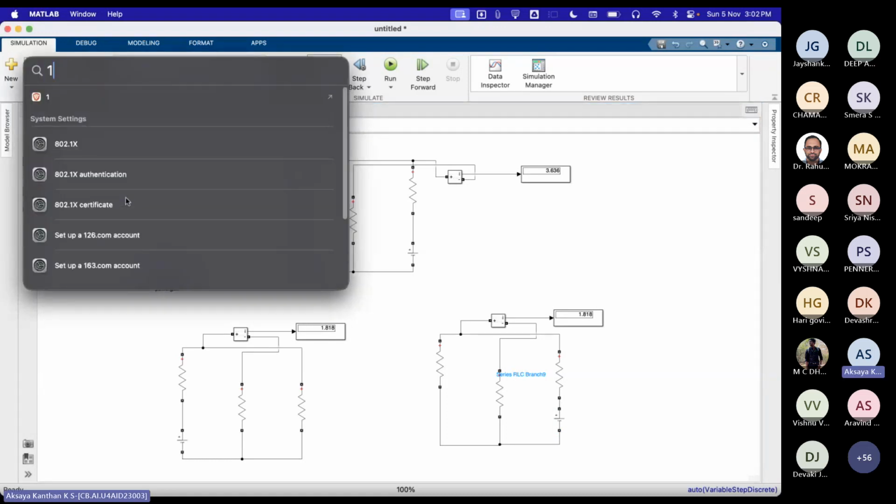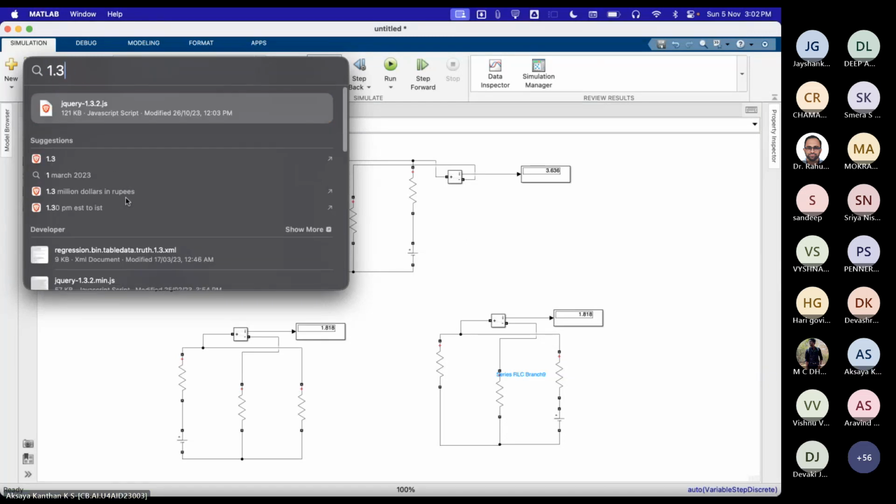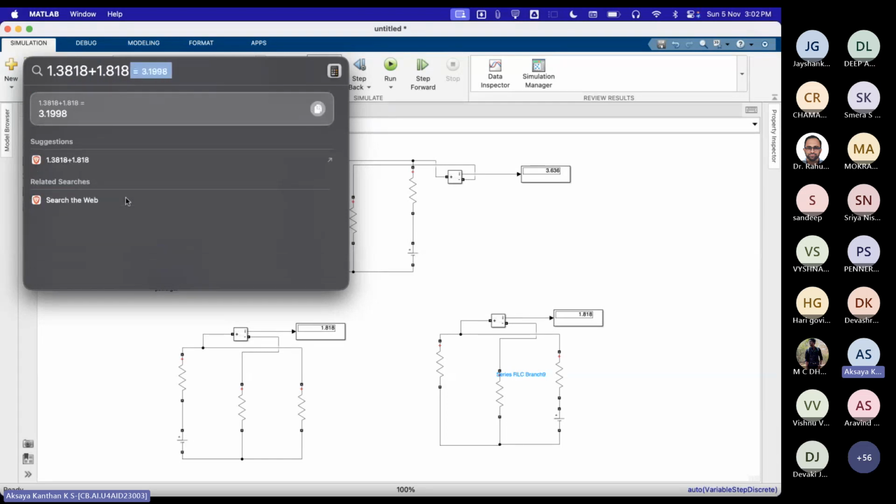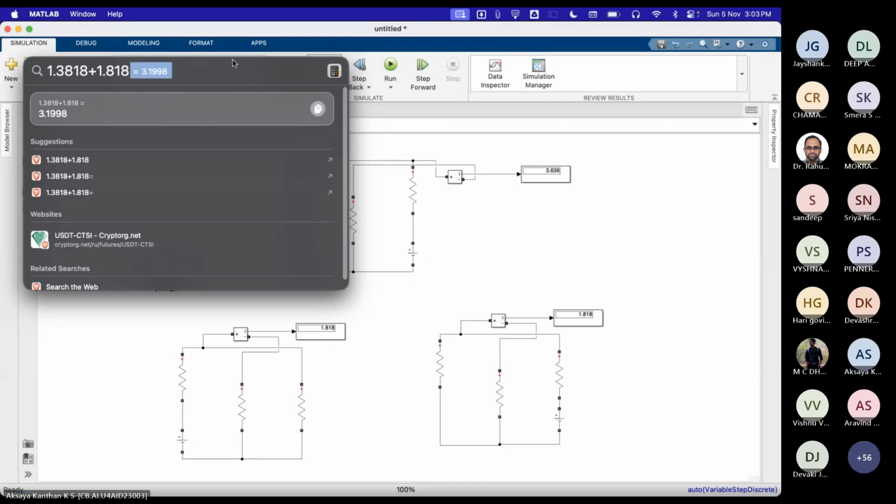Now 1.818 plus 1.818. So the sum of two currents is equal to the current passing through the circuit. So hence the superposition theorem is proved.